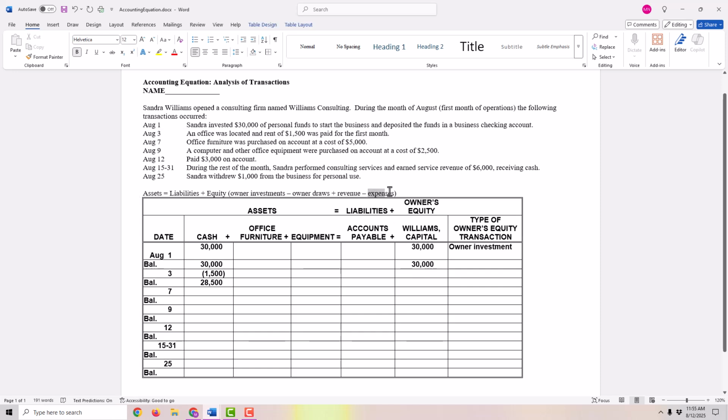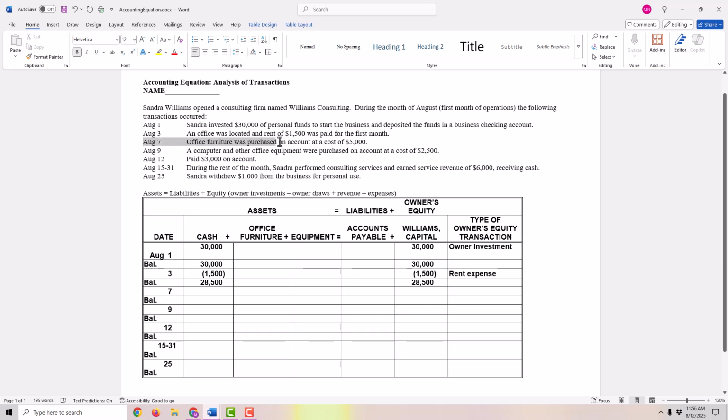And remember, expenses subtract from equity. So we're going to have a negative 1,500 over here under the capital column. And I'm going to write rent expense over here on the right. So now I'm going to calculate the new balance in this row right here. 30,000 minus 1,500 is 28,500. So both sides of the equation, the left and the right, still equal.